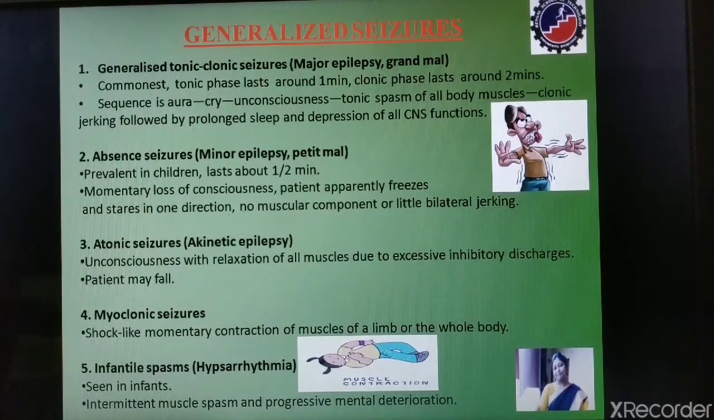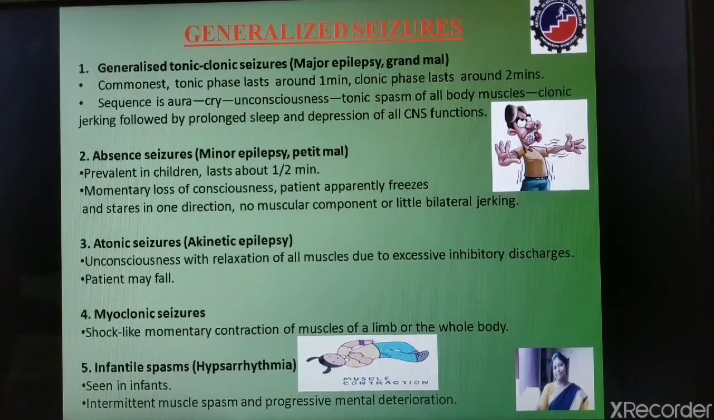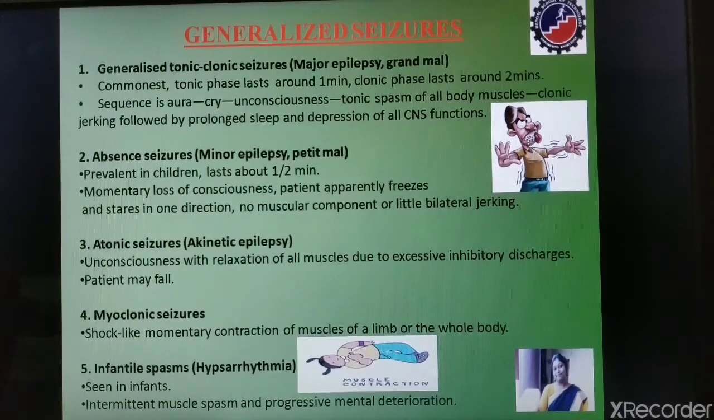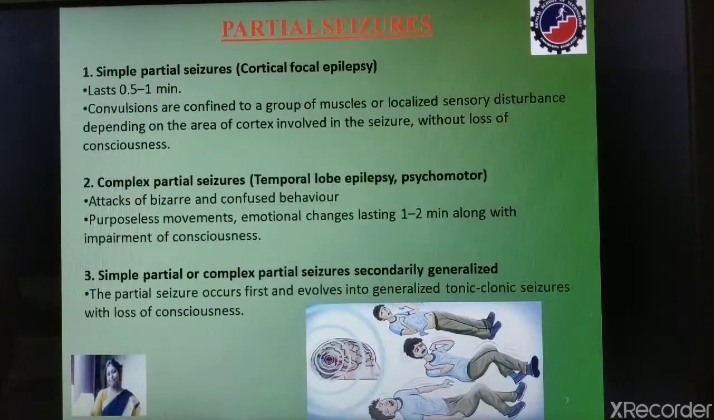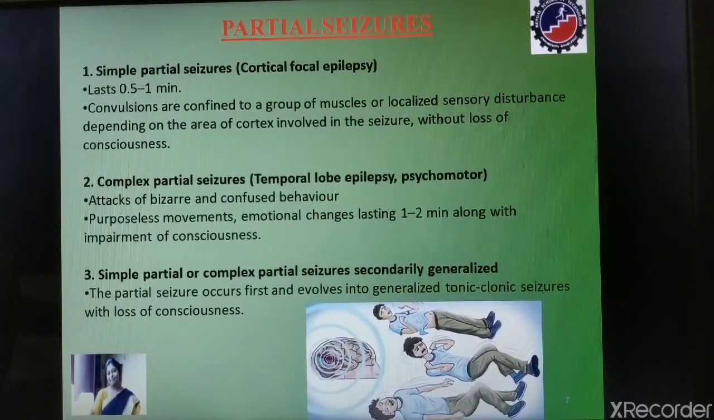The last one is called infantile spasms, which is probably not a type of seizure. What happens in this case? These are only seen in infants, and intermittent muscle spasms are seen, which lead to progressive mental deterioration. With this, let us move on to the second type of epilepsies, that are partial seizures.